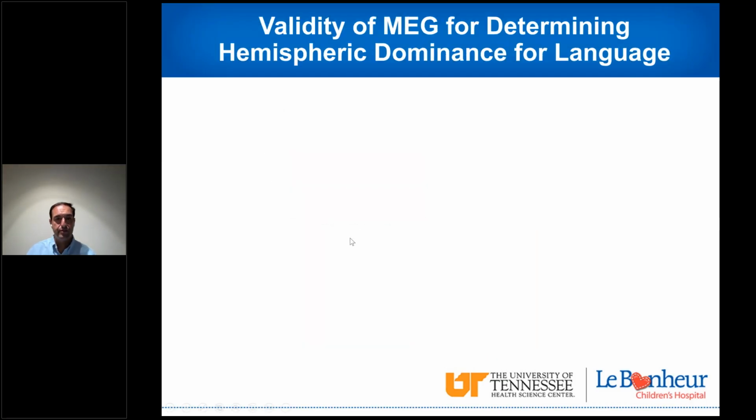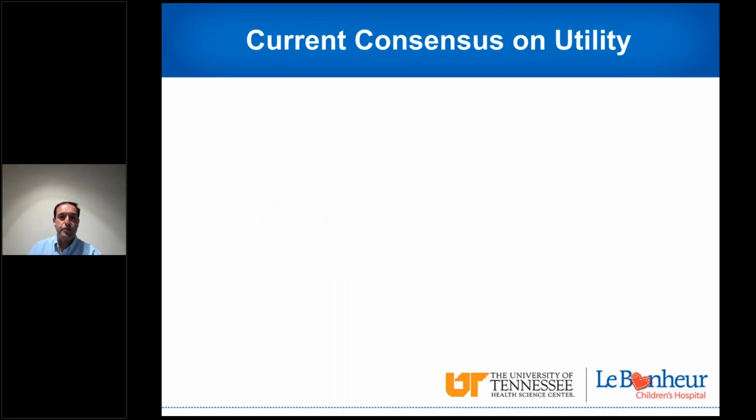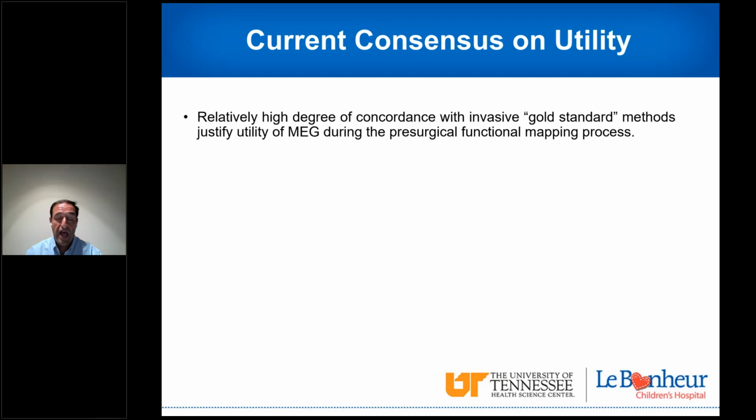So how valid is MEG for determining laterality? A series of systematic studies comparing it to WADA show almost excellent concordance. Similarly, if one was looking at validation of the extent of the cortex with electrocorticography, we see comparably good co-localization, particularly with posterior temporal lobe regions using this specific task. So what's the current consensus? Well, there's a high degree of concordance with the gold standard, as we just discussed. So it does justify the utility of using MEG for language mapping in clinical populations.